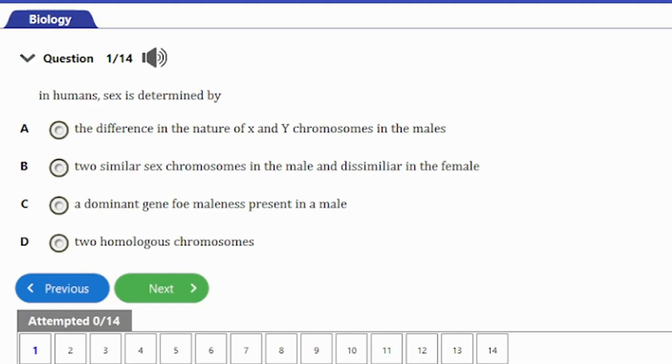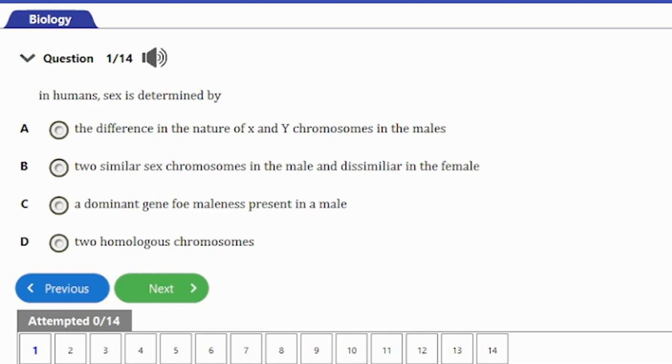It says, in humans, sex is determined by A, the difference in the nature of X and Y chromosomes in the males, B, two similar sex chromosomes in the male and dissimilar in the female, C, a dominant gene for maleness present in a male, and D, two homologous chromosomes. So the answer to this question is option A, the difference in the nature of X and Y chromosomes in the males.